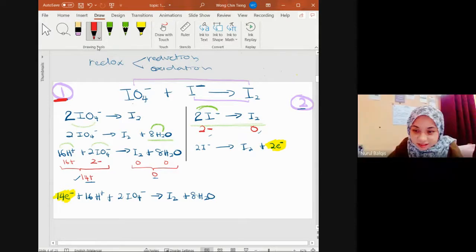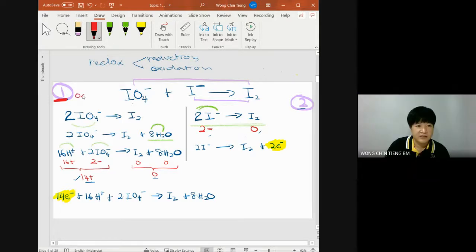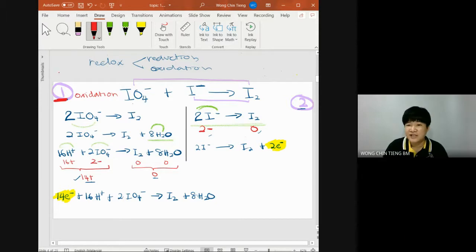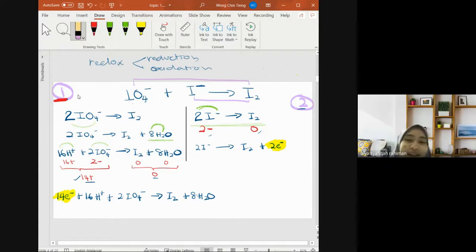Oxidation. Oxidation. Baukis kata, anybody? Setuju? Reduction. Semua setuju? Reduction, Alia kata reduction. Why, Alia? Sebab dia gain electron. Thank you.